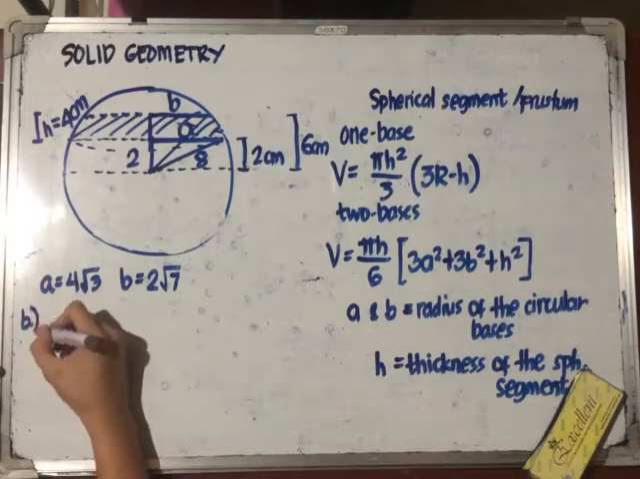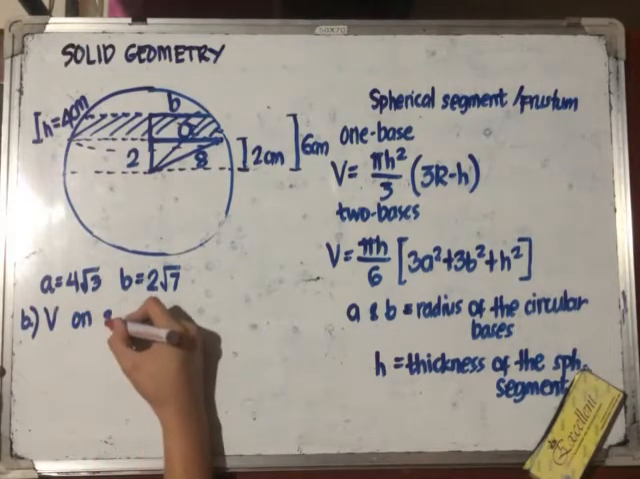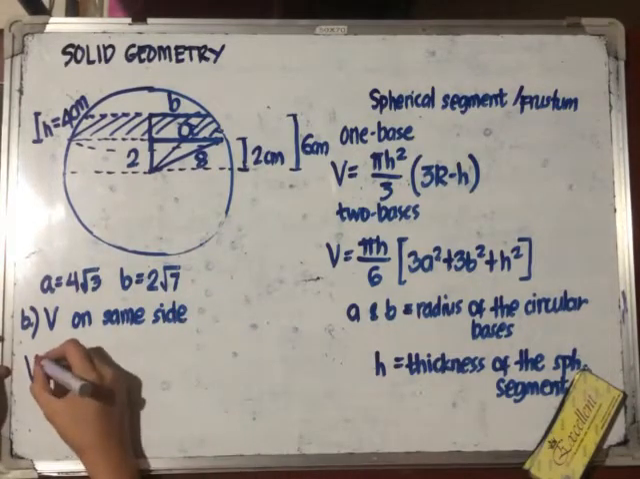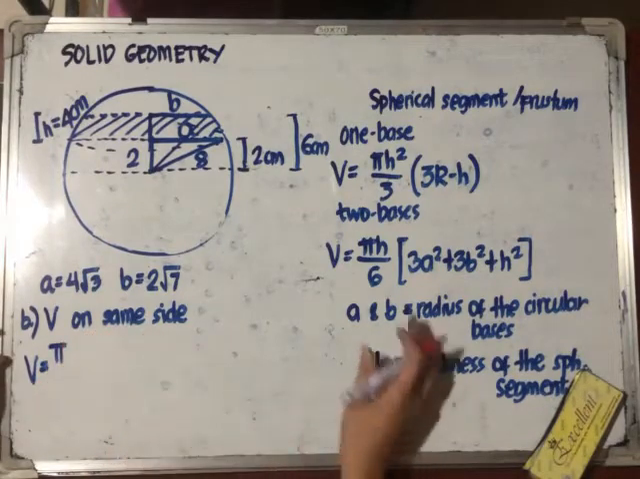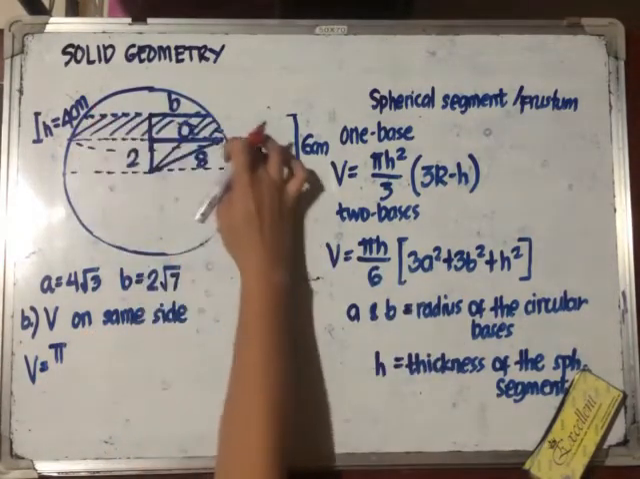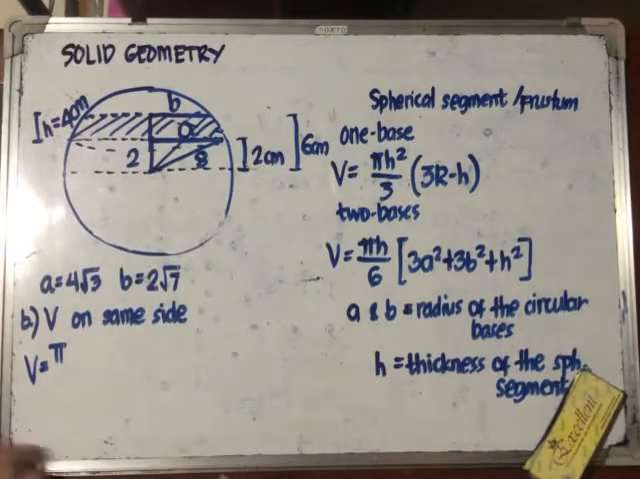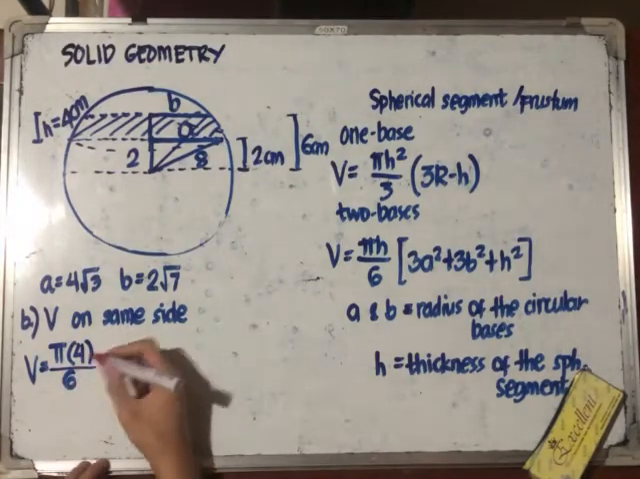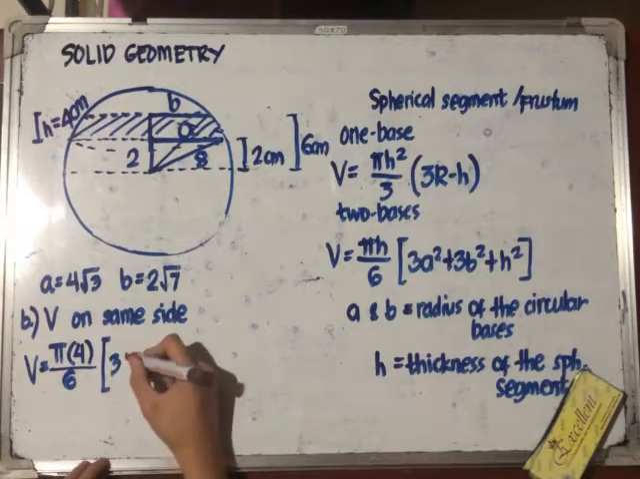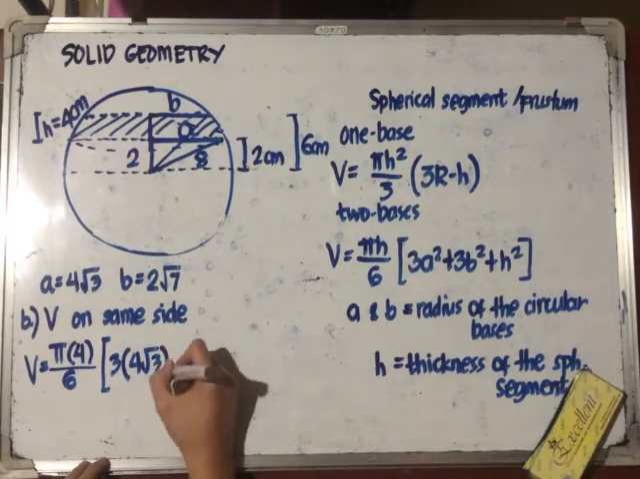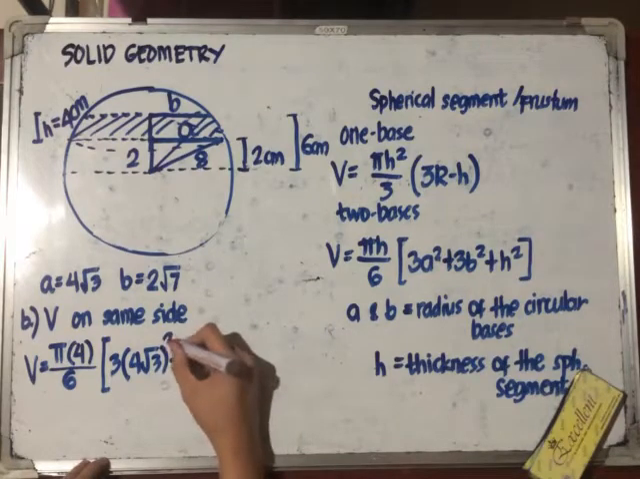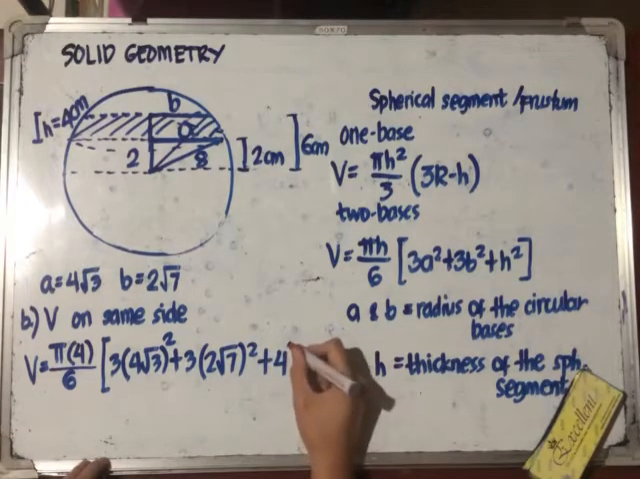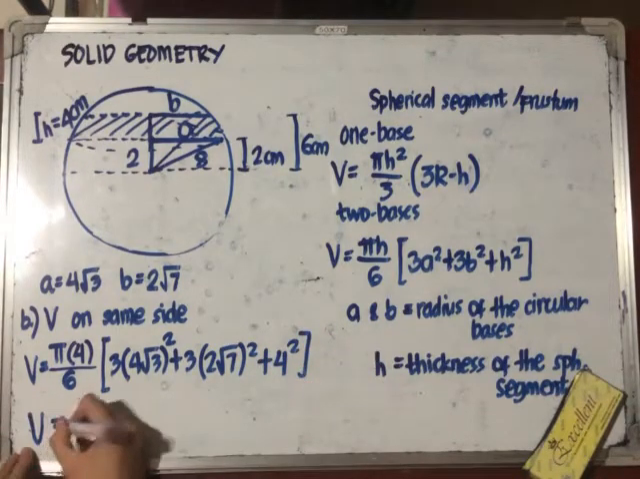So, computing question letter B, V on same side tayo. Ayan. So, this would be V is equal to pi. Still, 2 bases tayo kasi meron tayong circular section dito and dito dun sa cutting plane na to. Right? H natin this time would be 4. And you have 6 na V. And we have still 3, 4 square root of 3 plus 3 squared plus 3, 2 square root of 7 squared plus height natin this time 4 squared. So you will get a volume here.